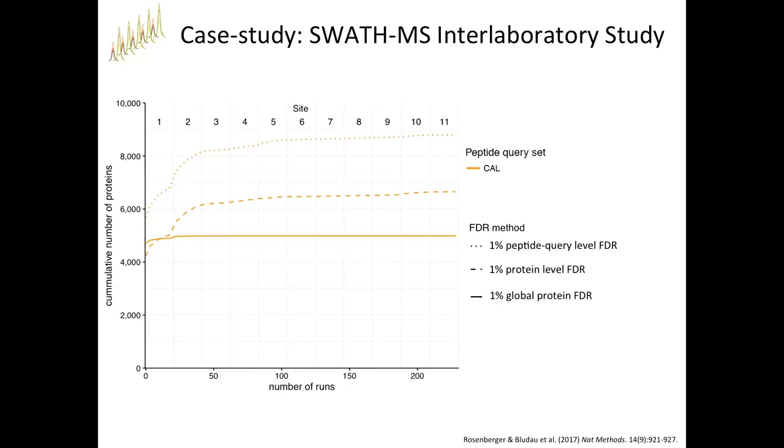If we perform protein level FDR estimation and control at 1% protein level FDR, the accumulation of errors is already going down quite a bit. And only if we do a global protein FDR control, you see that we actually see what we want to see, which is that we don't accumulate any detections across the runs because they should be all identical.